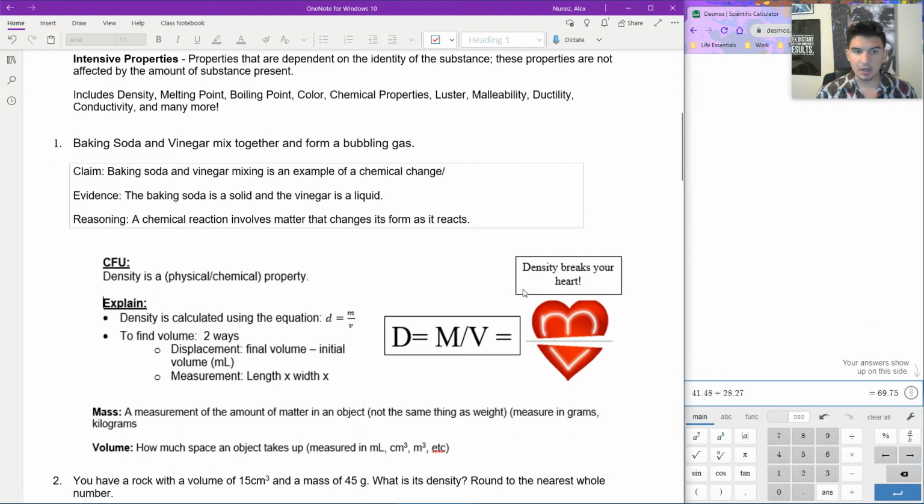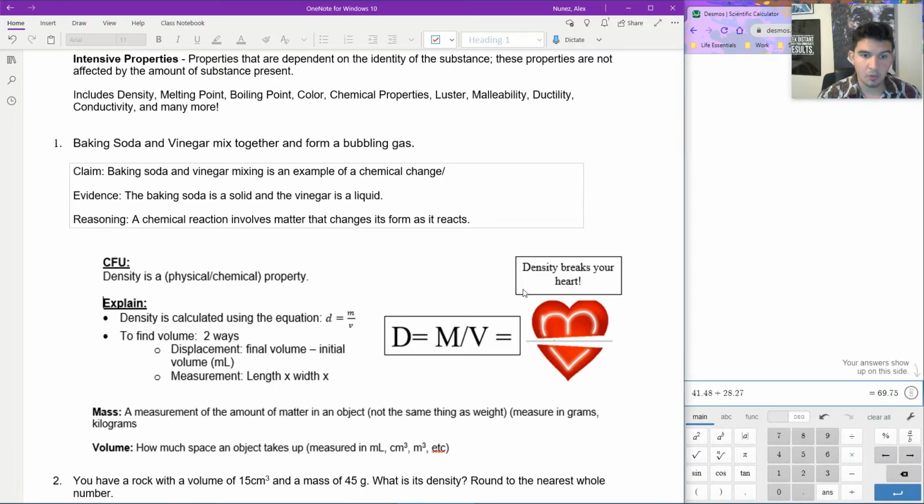One of the CERs we did when we went over this was baking soda and vinegar mixed together to form a bubbling gas. So the claim would be that this is an example of chemical change. And some of the evidence would be that the baking soda is a solid and the vinegar is a liquid, and yet when they react, it turns into something new, a new form of gas. Now you need to be careful. Just because it goes from a solid or a liquid to a gas doesn't mean that it's chemical. It's because you're literally forming something new.